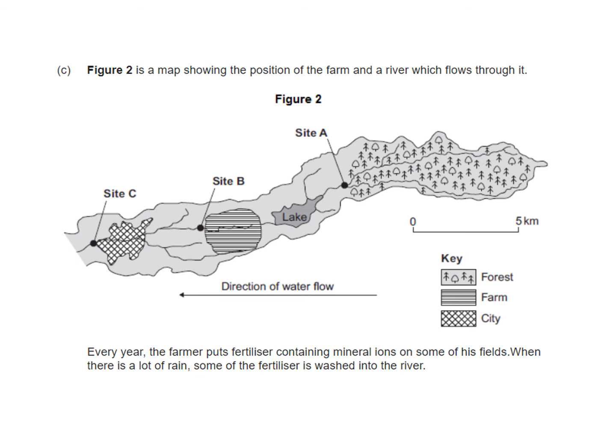Every year the farmer puts fertiliser containing mineral ions on some of his fields. When there's a lot of rain, some of the fertiliser is washed into the river. Okay. So immediately we're looking at this and saying, well, there's not going to be any of the fertiliser in the lake because that's upstream, and you're not going to get any at site A because that's upriver. But by the time you get down to site C in the city, there'll be lots of stuff in there.